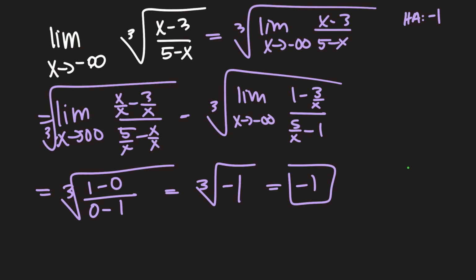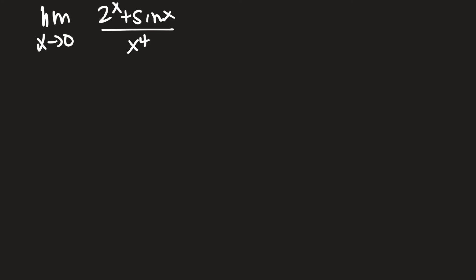Okay, there's one more I just need to add very quickly. We have the limit as x approaches 0 of 2 to the x plus sine x, all over x to the 4th. So there's no way that I can factor this. There's really not a whole lot I can do other than, again, algebraic manipulation. So I can write this as a product. The limit of the quotient is the quotient of the limits only works if the limit in the bottom doesn't approach 0, and this one does.